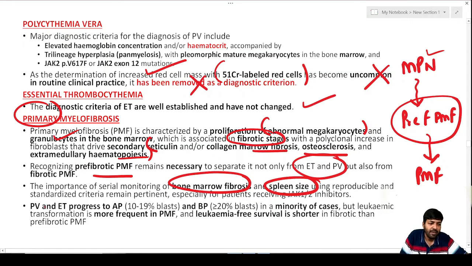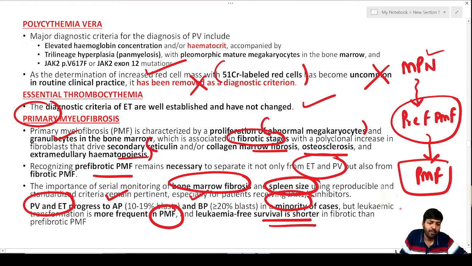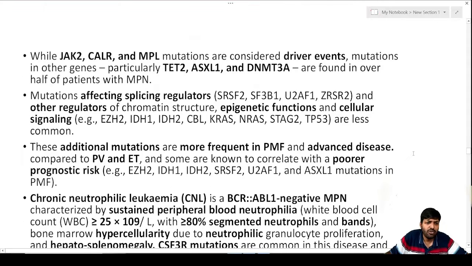Now PV and ET, these MPNs, progress to the accelerated phase or the blast phase in a very small minority of cases, but leukemic transformation is more frequent in the primary myelofibrosis stage, and leukemia-free survival is shorter in the fibrotic stage than pre-fibrotic. So if a person goes into the pre-fibrotic stage of PMF, then the outlook for the patient is better as compared to those patients who are in the overt PMF. Again, this is the same as it was in the 4th edition. No new changes there.